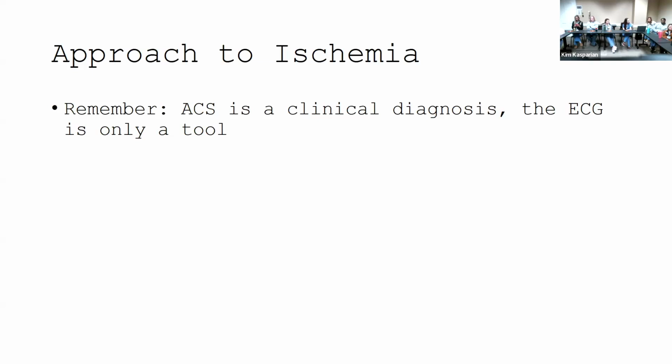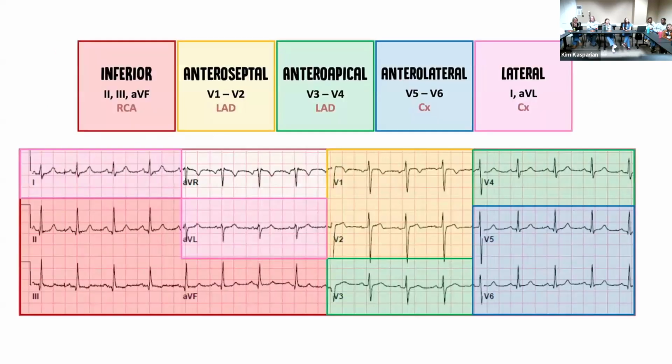Now, the thing everybody really wanted to hear about was ischemia. So first thing is, remember that ischemia and ACS, this is a clinical diagnosis. So the EKG is a tool, but there are going to be a lot of situations where the EKG is not going to definitively tell you one way or the other what's going on. You can have a normal looking EKG and be having ACS. All right. Have y'all learned this before, the territories?